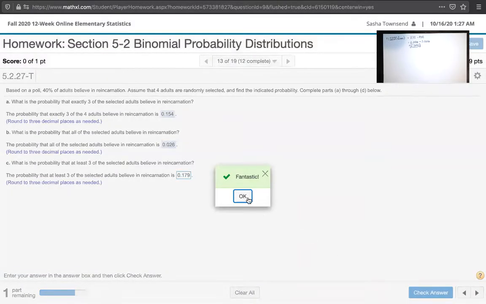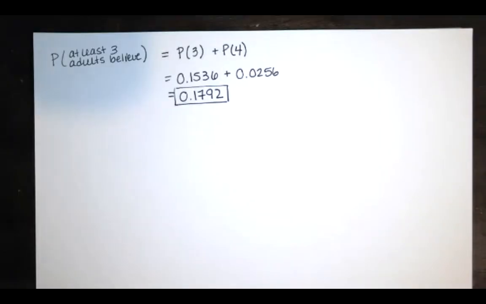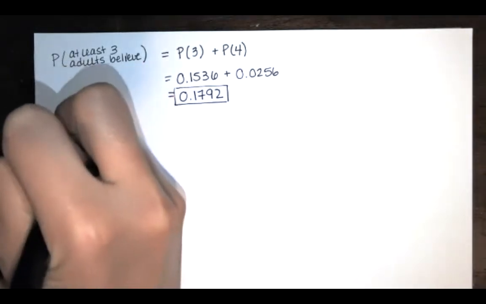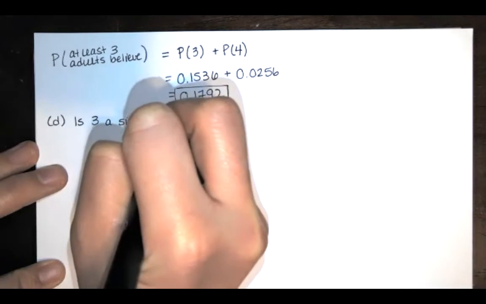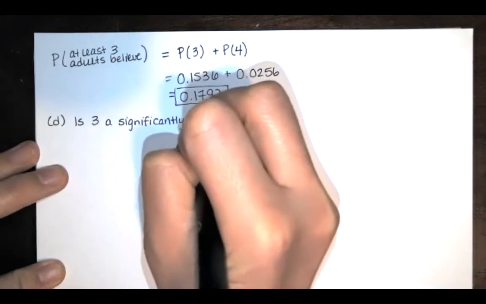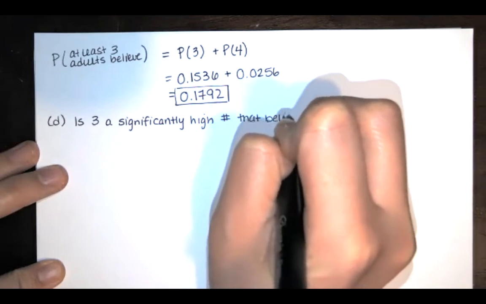All right. And now we've got one last question. It says, if 4 adults are randomly selected, is 3 a significantly high number who believe in reincarnation? Remember how that works. Let me go back to my paper now. So is 3 a significantly high number that believe in reincarnation?